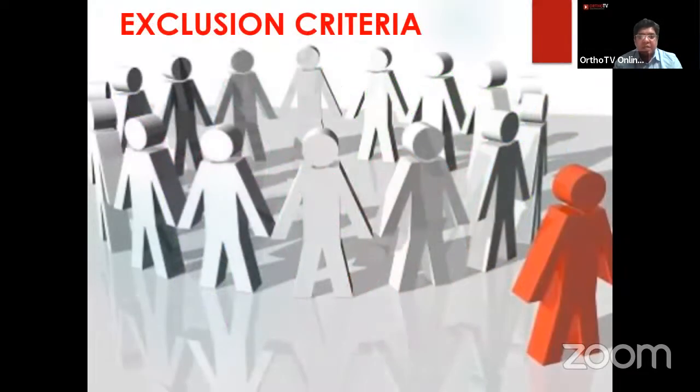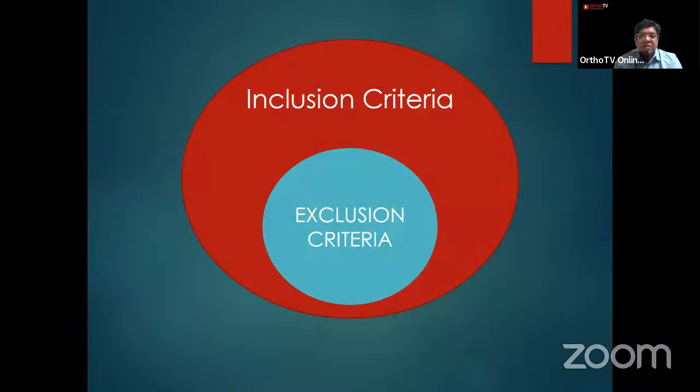Inclusion criteria and exclusion criteria are very, very important. And again, a lot of mistakes are made while selecting these. So this is how I look at it. Inclusion is the broad term for the broad population that you're going to include in your study. And then from that, you have to exclude.